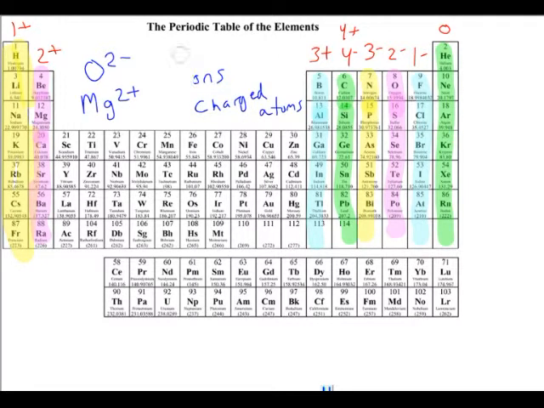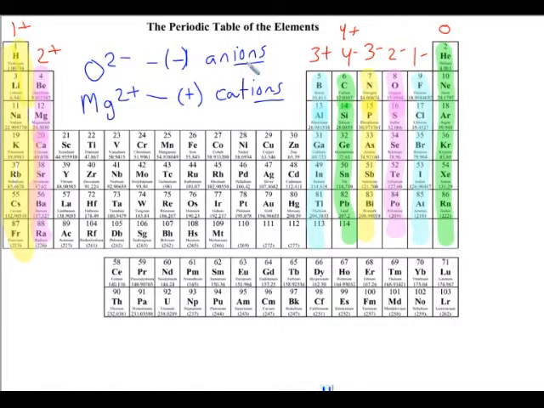There are also 2 other terms that we can use. All ions that are positively charged are called cations. Notice the ion word is within cation. And ions that have a negative charge are called anions. Once again, you see the word ion in there.